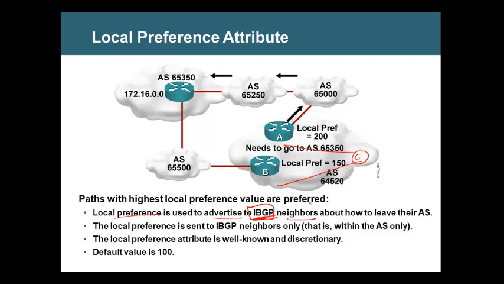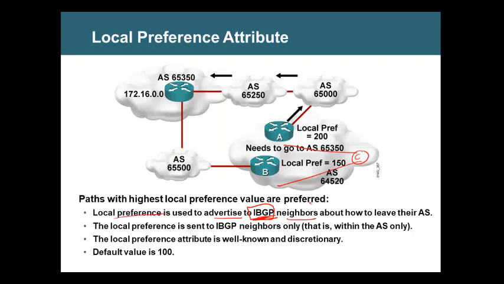Okay. The next attribute is MED. See, this one which you saw now is well known but not mandatory. Well known, discretionary. Likewise, you have another well known discretionary, which is MED, multi exit discriminator.